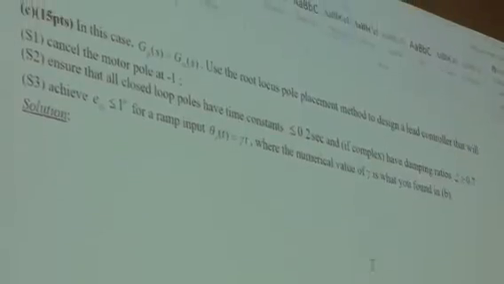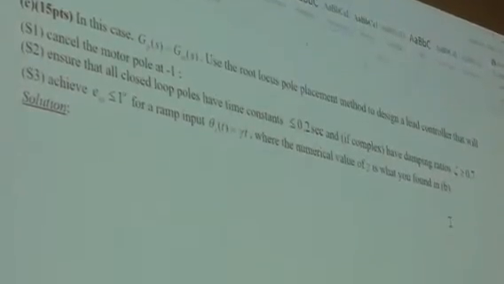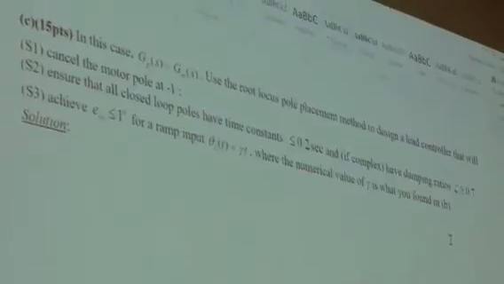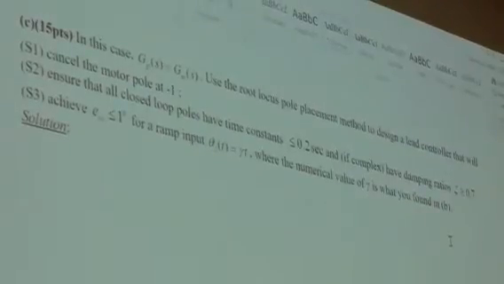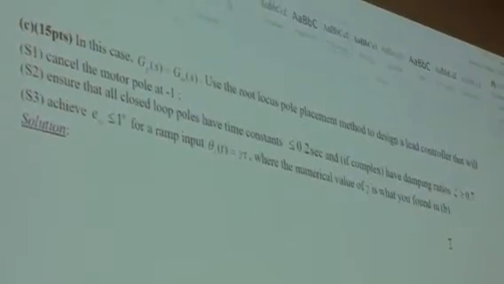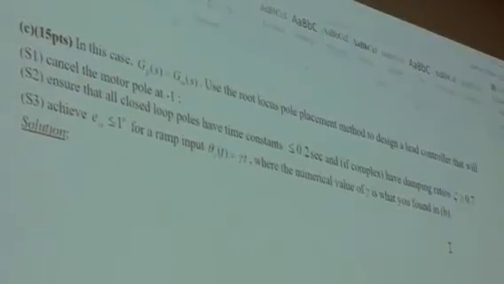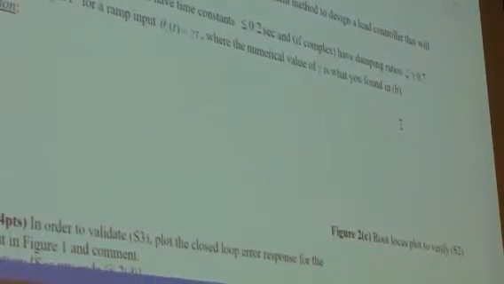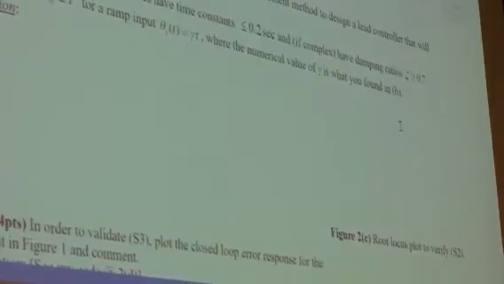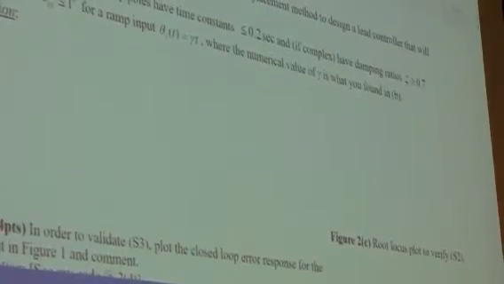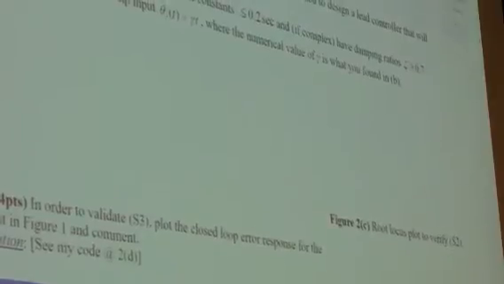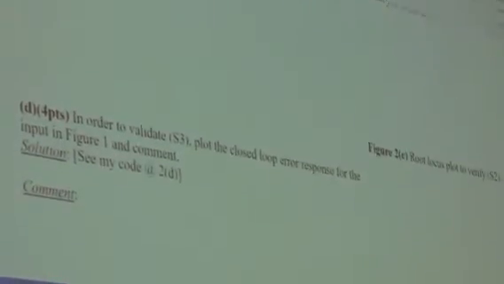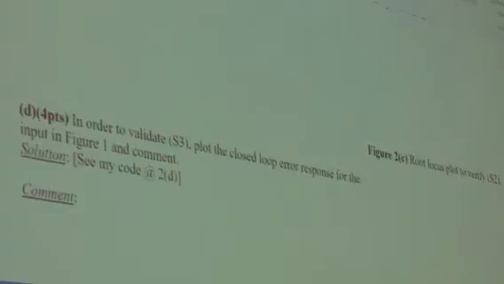Now, this is simply for your benefit. Notice that there's nowhere in those specs that you have to give me a root locus. But since this is a root locus pole placement design method, maybe a little root locus might not be a bad idea to stick a plot there. So that's just for your benefit if you want. In order to validate spec 3, plot the closed loop error response for the input in figure 1.